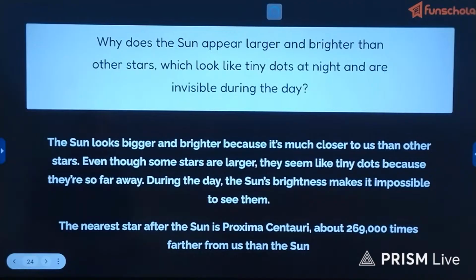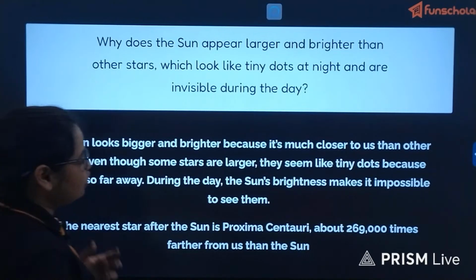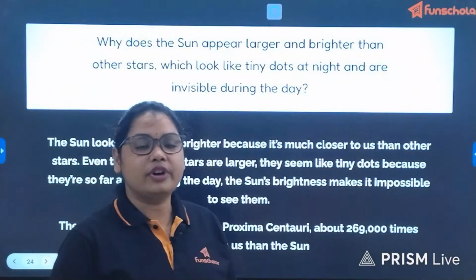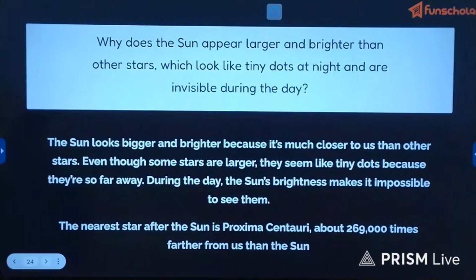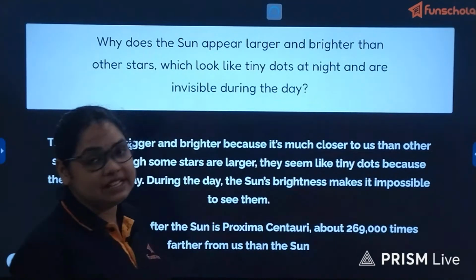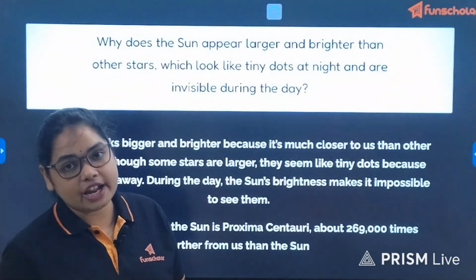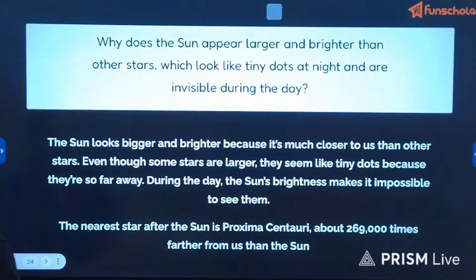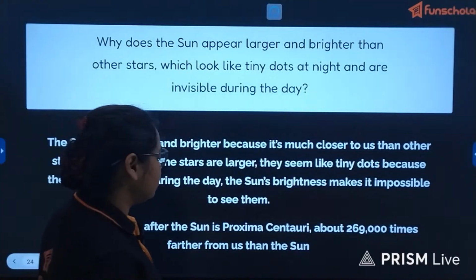Why does the Sun appear larger and brighter than other stars, which look like dots in the night and are invisible? The reason is very simple: the closeness. The Sun is the closest, so it looks brighter, because all the other stars are very far away as compared to the Sun. During the daytime, the Sun's brightness will make it impossible to see them. And as I told you, during the night also, if there is light pollution, then it becomes very difficult to spot them. The nearest star after the Sun is Proxima Centauri.